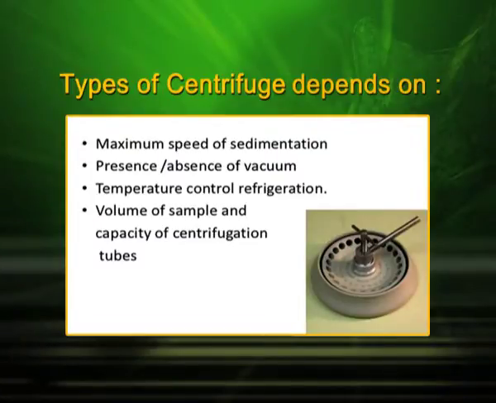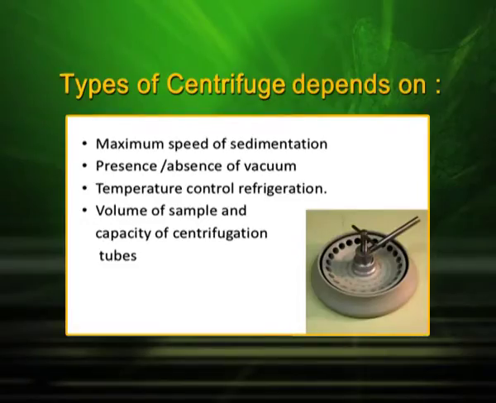Temperature control, for example, there are certain samples which should be done only at 4 degrees, otherwise they get denatured. Suppose when you work with DNA or with proteins, you have to be very particular about the temperature, that is, you require refrigeration. Or it depends on the volume of the sample and the capacity of centrifugation tubes. For example, you might have very little sample of around 1.5 microliters, or you might have around 100 ml. So, it depends upon the volume of the sample also.